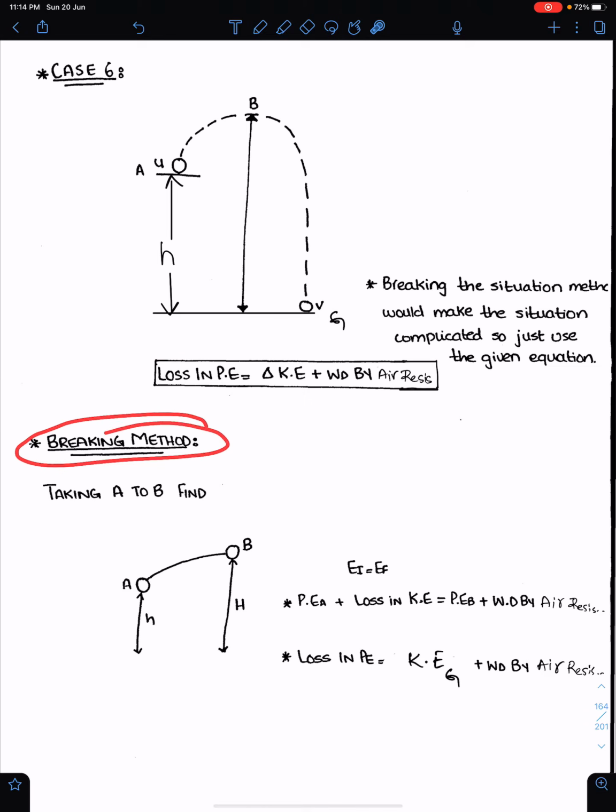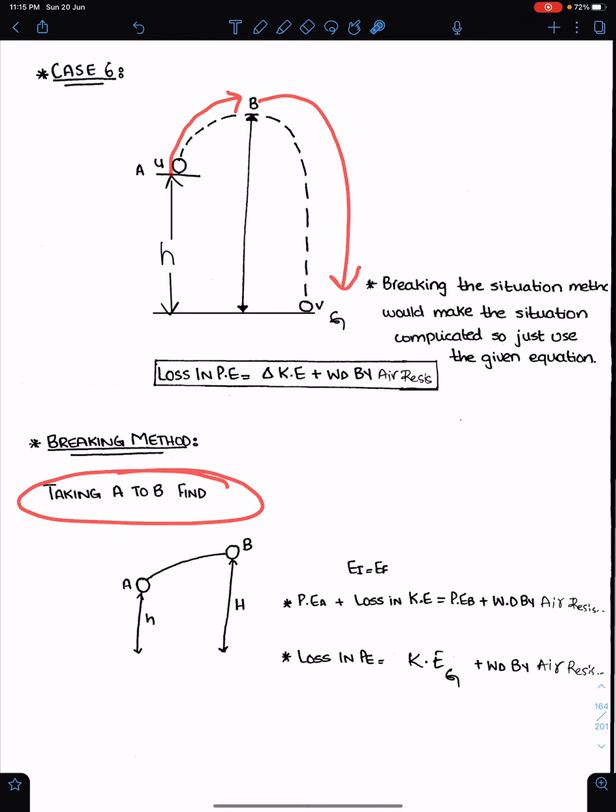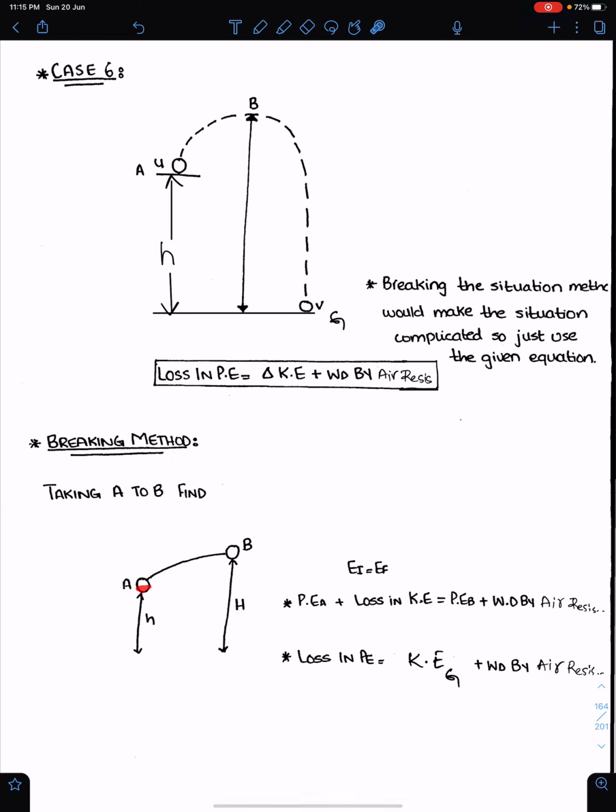Braking method. In braking method, you have to break this situation, like from A to B first and then B to G. So from A to B, at A, this particle has two initial energies: potential energy at A and loss in kinetic. So these two energies will be distributed into two types of energies: potential at B and work done by air resistance from A to B motion.